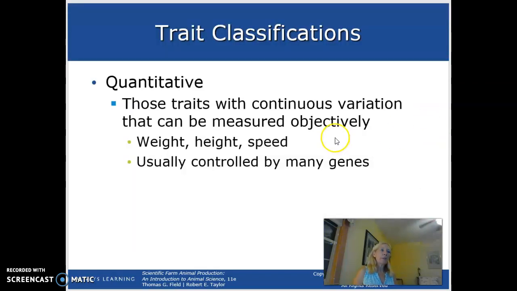Okay, so let's talk about quantitative traits. Quantitative traits are traits that can be measured objectively. And remember, in a lot of animal genetics, one gene doesn't control a complicated trait. So if you're looking at feed conversion or behavior, or in horses weight, height, speed, these traits are controlled by many genes, not just one single gene like coat color in cattle.